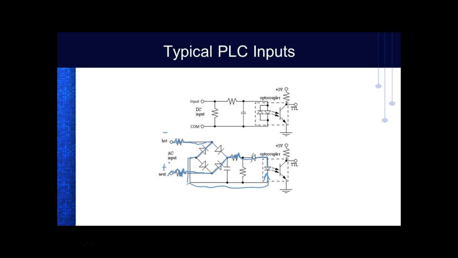So what's the difference between the neutral and the hot? This one's grounded. This one's not. There's no negative and positive. AC has no polarity. Right? You understand? Because why?